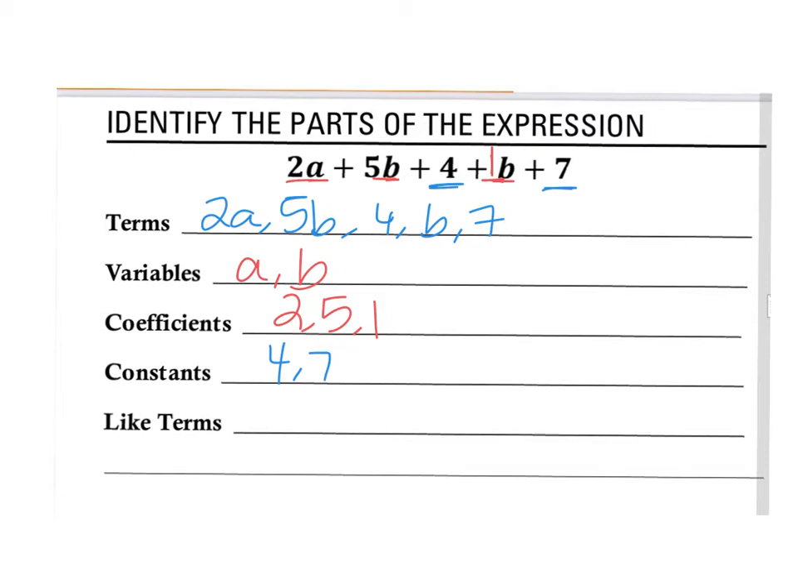And then for our like terms, we've done this before several times. Our like terms have the same variable and they have to also be raised to the same power, or they can be just numbers. So I have a pair of like terms with the 4 and the 7. And then separately, I have another pair of like terms, and that would be our 5b and our 1b. The a does not have anything that goes with it, so there are no like terms to go with the a.